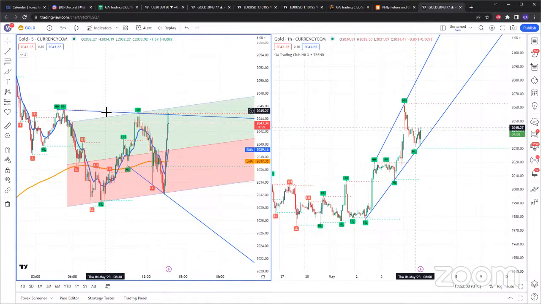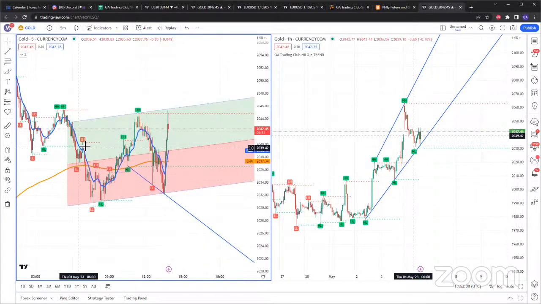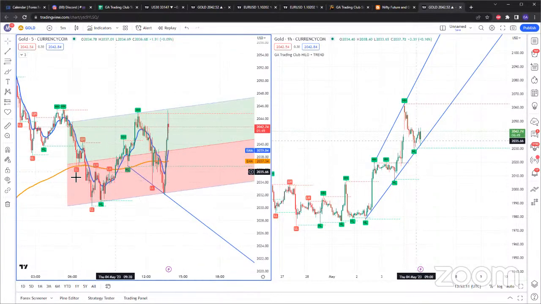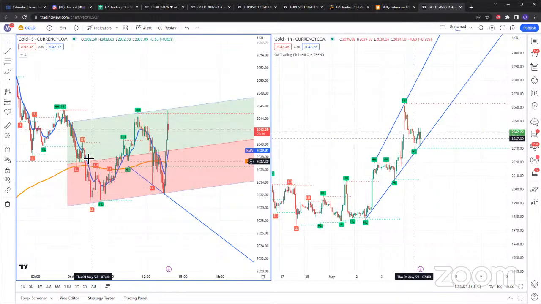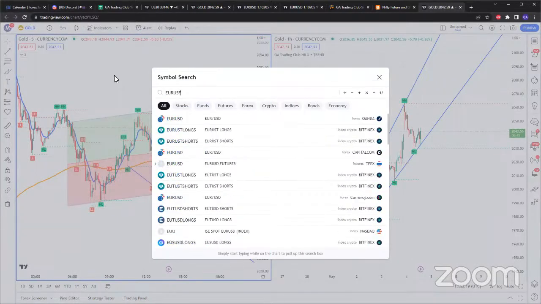But you can see gold is in a bullish channel right here. I'm not really looking for anything on gold. I still do expect it to go all the way up. And also, I don't like trading in a consolidating market. So you can see here the 9 EMA has been crossing the 200 EMA back and forth. So I'm not really looking to trade gold today as well.